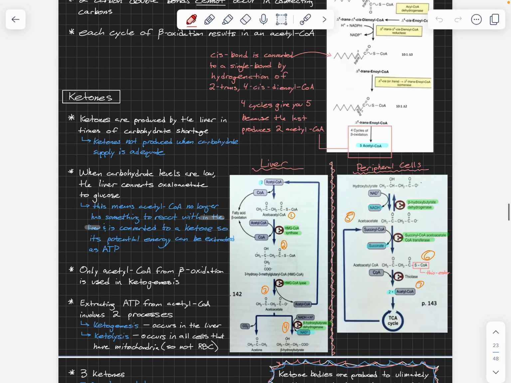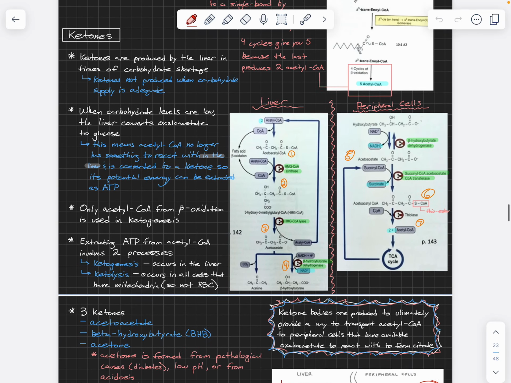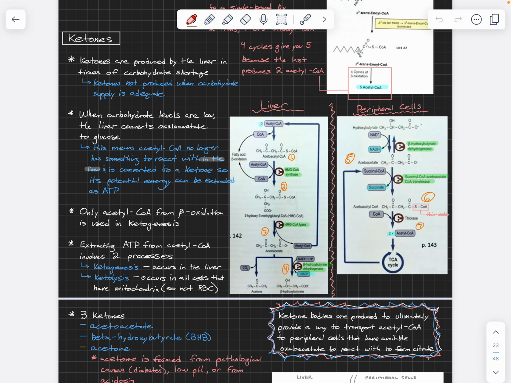Whew, I have been talking for a while here, and I am getting even more and more pooped as I speak. But we have one last thing to talk about, and that is ketone bodies.